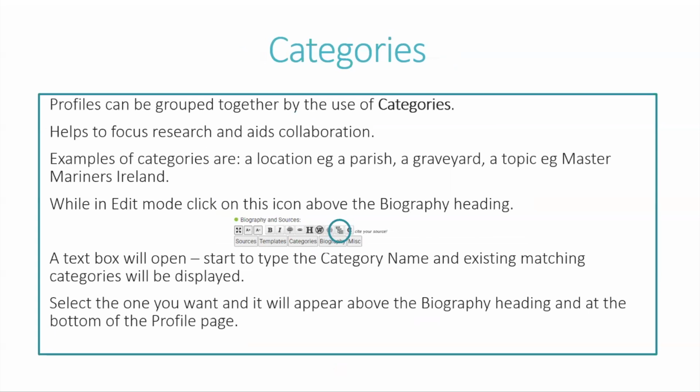Categories then. Profiles can be grouped together by the use of categories. The whole idea of that is you can then focus research. Examples of categories might be a location. So, for example, in the Island McGee project, we would be using a category called Island McGee, Parish of Island McGee, to be able to analyze things further. You can do it for a graveyard, or you can do it for a topic, for example, Master Mariners of Ireland.